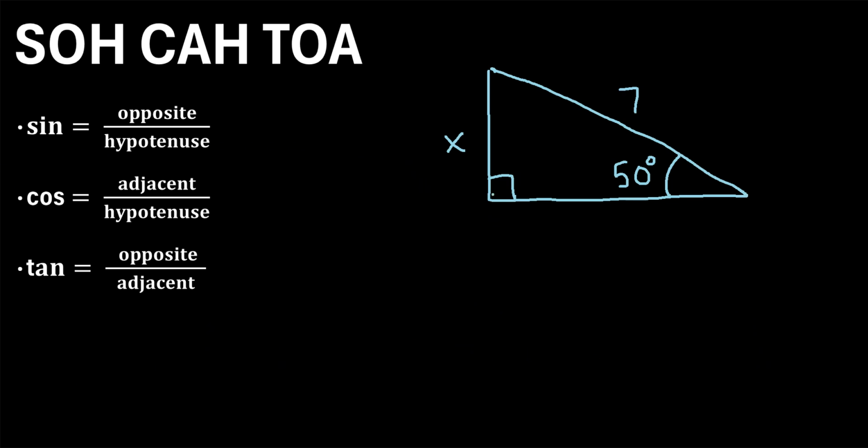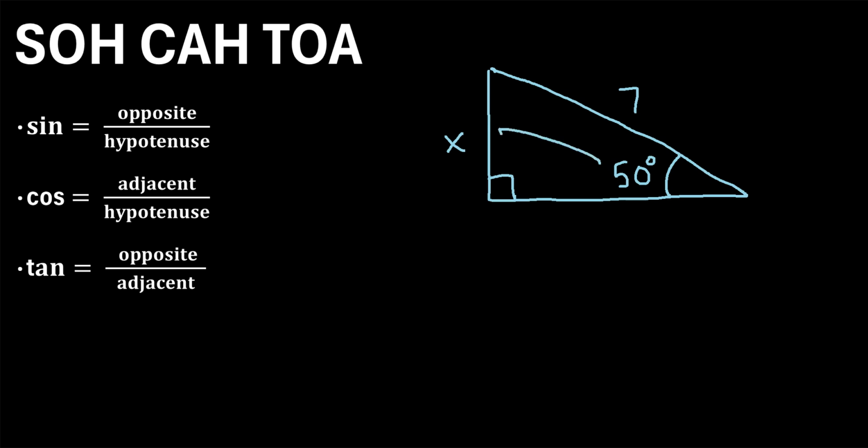All right, let's try another example. Let's say we have this right triangle. We're told that this angle is 50 degrees. The hypotenuse of the triangle is 7, and we want to figure out what is this side length, which we'll call x. So to do that with SOH CAH TOA, all we're going to ask ourselves is what side lengths are involved in this problem.